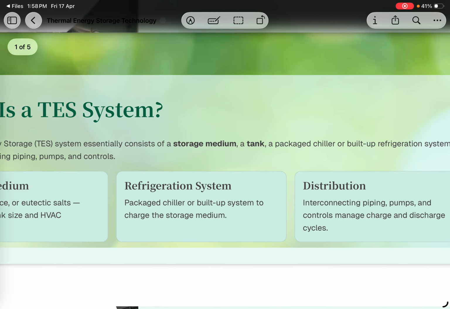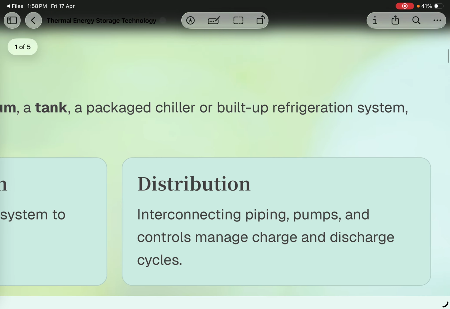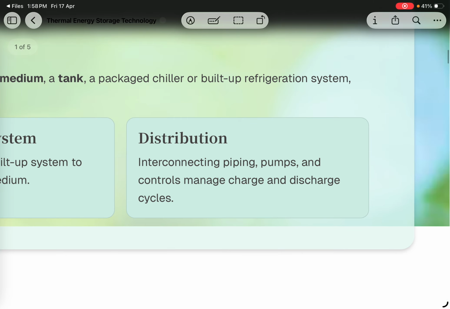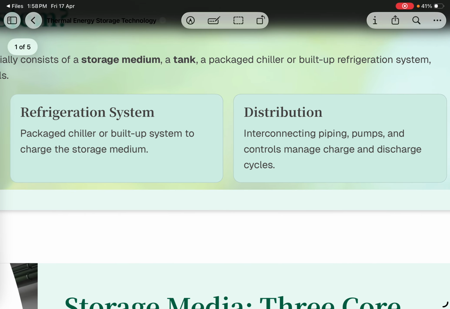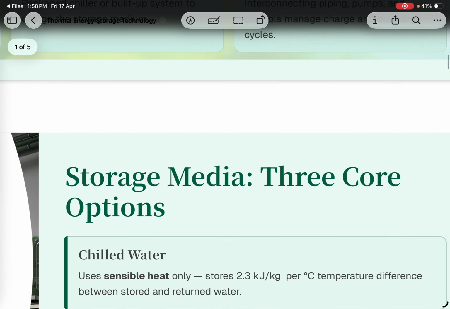In order to create the cooling effect, we obviously need a refrigeration system, right? Because the refrigeration system is going to create that cooling effect. And as I mentioned earlier, we need to have appropriate interconnecting pipes and pumps to make sure that there is a charging and discharging cycle. Now, note that thermal energy storage system is like a battery where you charge it and there is a discharge. So, a refrigeration system charges it, and when you are operating an air handling unit using the stored energy, that is a discharge cycle.